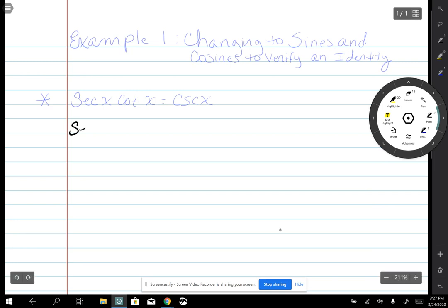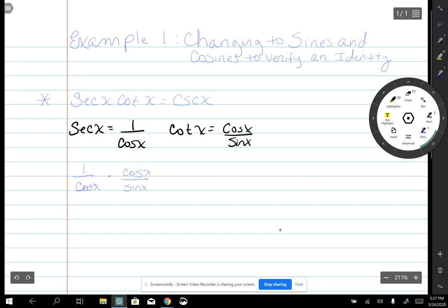So what you need to remember from your fundamental trig identities is that secant is the same thing as 1 over cosine of x. And then my cotangent is the same thing as cosine of x over sine of x. Okay? I'm multiplying secant and cotangent, so now I'm going to put these back together. I'm going to go 1 over cosine of x times cosine of x over sine of x.